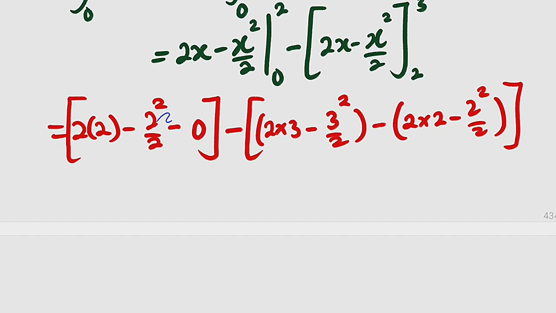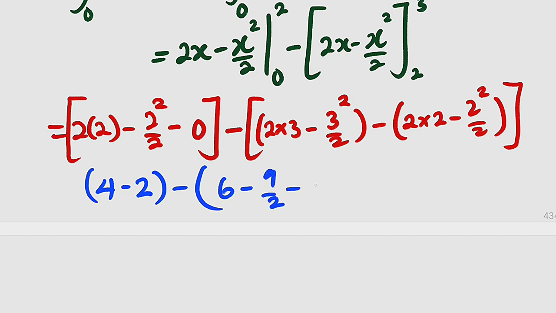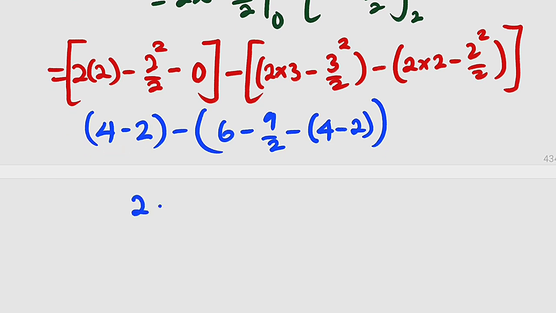Let's simplify. You can see that 2 squared is 4, divided by 2 is 2. So we have 4 minus 2 here, minus the whole of this. This is 6. 6 minus, this is 9 divided by 2. Then minus the whole of this. Let me put a bracket here. 2 times 2 is 4. Minus 2 squared is 4 divided by 2 is 2. 4 minus 2 is 2. Minus the whole of this. 4 minus 2 is 2. So we have 6 minus 2 is 4. Minus 9 over 2.